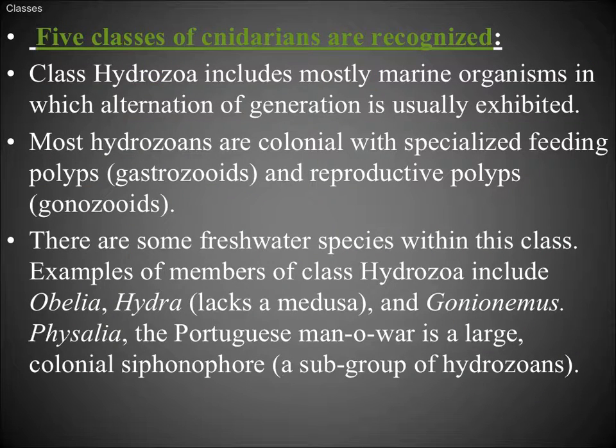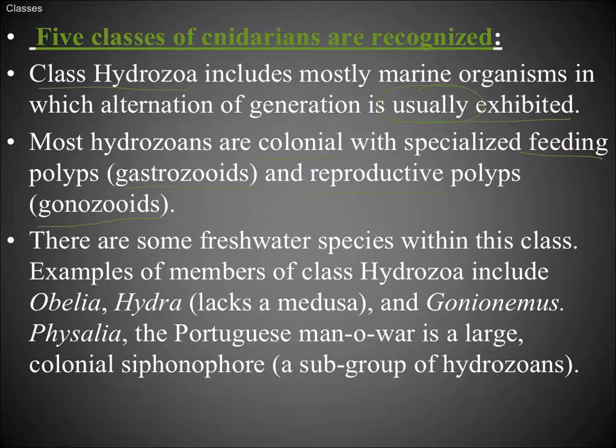Okay, we have 5 classes that we have to discuss and that are going to be recognized. We have the class Hydrozoa. This includes mostly marine organisms in which an alternation of generations is exhibited. So we're going to see a polyp and a medusa stage usually. Most hydrozoans are colonial with specialized feeding polyps. Those are called gastrozoids, and reproductive polyps, gonozoids. So these are specialized polyps on the organism that are specific for reproduction and for feeding.